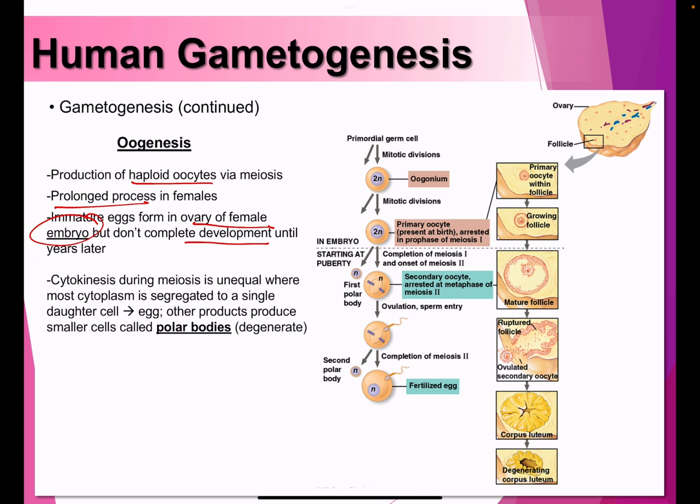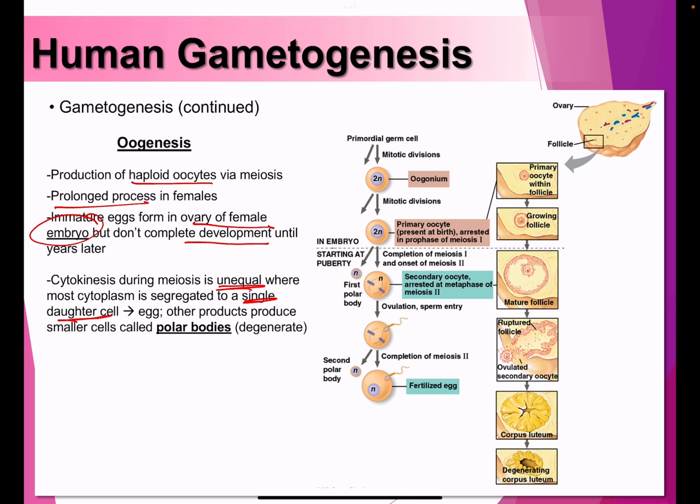Another bizarre thing with oogenesis is that they don't produce equal amounts of cells like sperm do. One spermatocyte will become four spermatids. But for the egg cell, it is completely different. Cytokinesis during meiosis is actually unequal, where most of the cytoplasm of that one cell is segregated into a single daughter cell, a big single daughter cell. And that will become your egg, or oocyte.